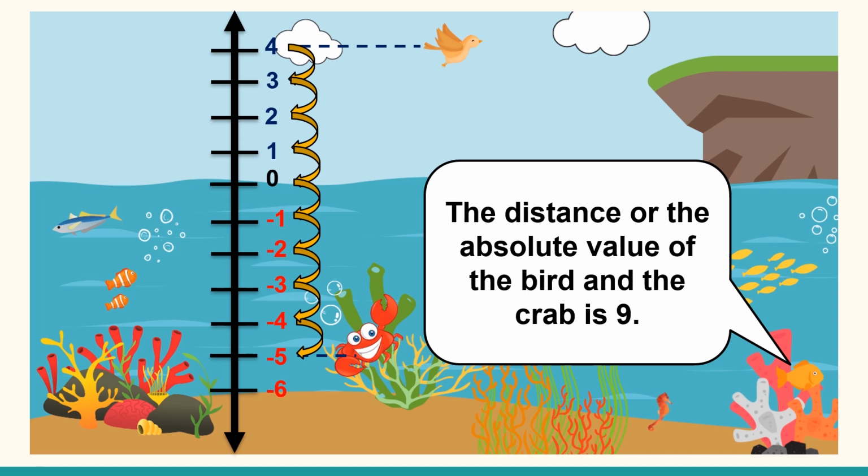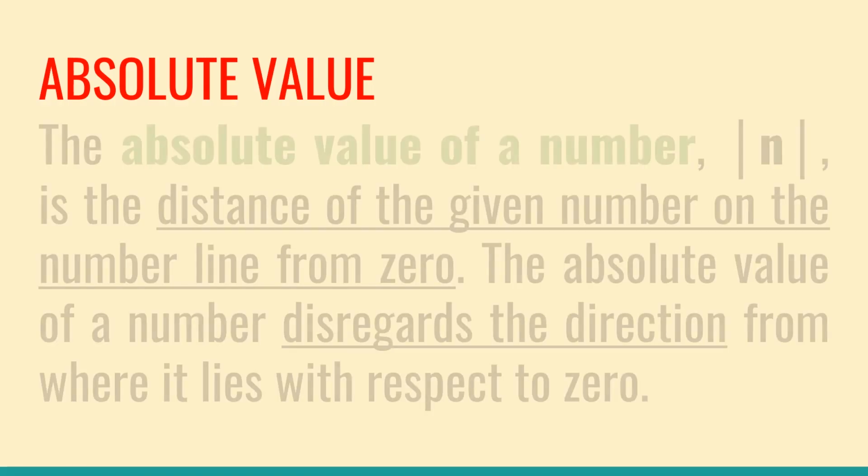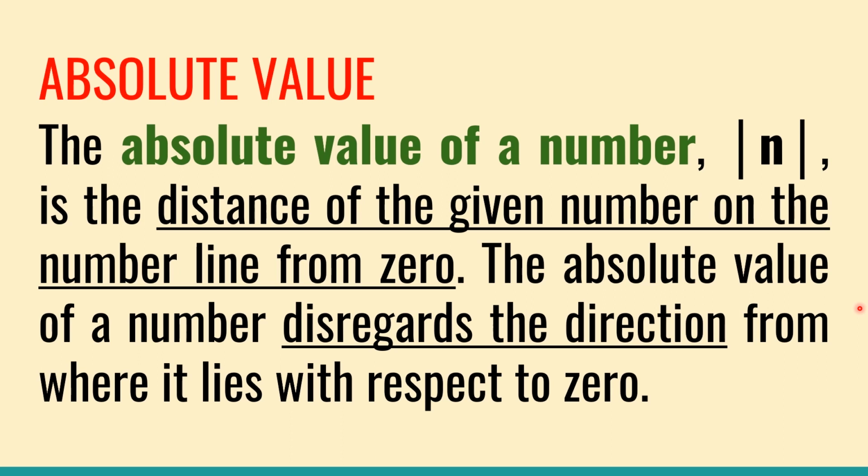Ang mga napag-aralan natin sa larawan ay may koneksyon sa ating aralin, at ito ay ang absolute value. Ano ba ang absolute value? Pakibasa nga ito. Absolute value. The absolute value of a number, n bar, is the distance of a given number on a number line from 0. The absolute value of a number disregards the direction from where it lies with respect to 0.